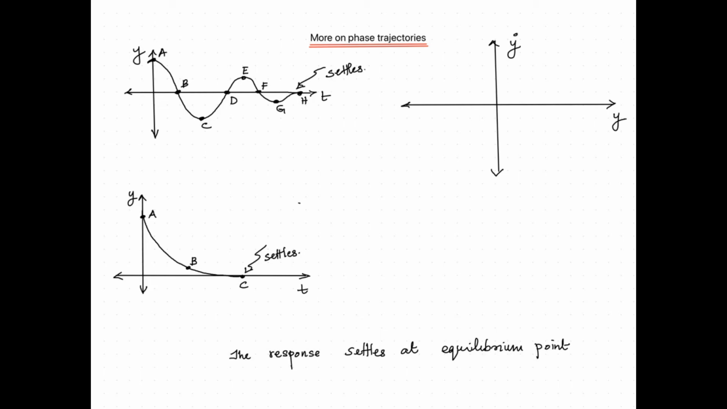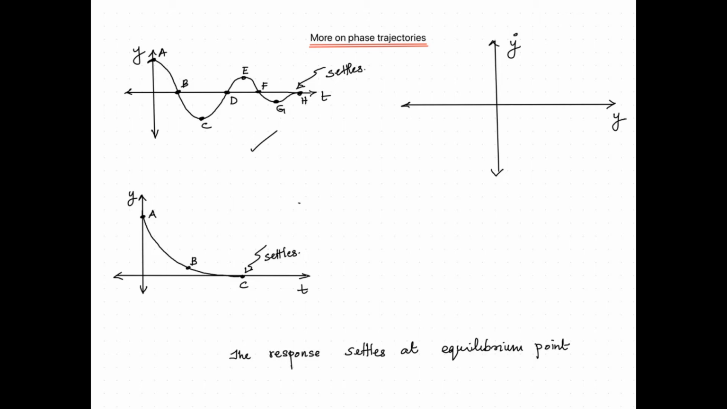This video is about singular points. At the outset, we discuss some more points about phase trajectories. The response of a system is shown in the figure. The response is a sinusoidally varying one with an exponentially decreasing envelope.